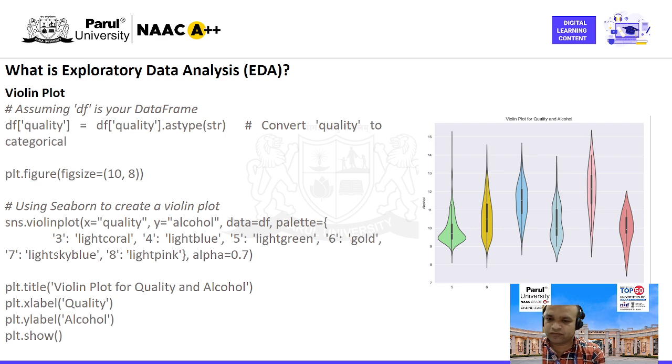Using Seaborn to create a violin plot, there are some parameters we use for the violin plot, along with the violinplot function from the Seaborn library. If you want to give the title for that particular graph, you can give the title, and the x label and y label also. After that, you can show this graph. You can see here, this is the graph along with the alcohol and quality.